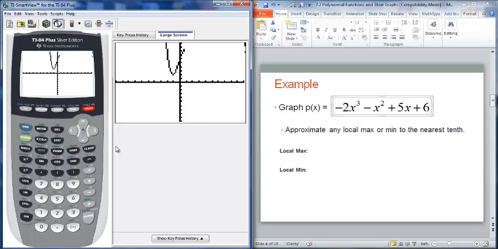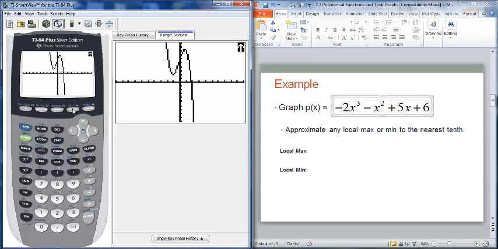And what we're going to do is approximate the local min and the local max to the nearest tenth. So if you look here, this is our local min, right? And if you look here, this is our local max. The lowest point for the curve, where it turns, is our min, and this is our max. And so we're going to use the calculator to calculate these.